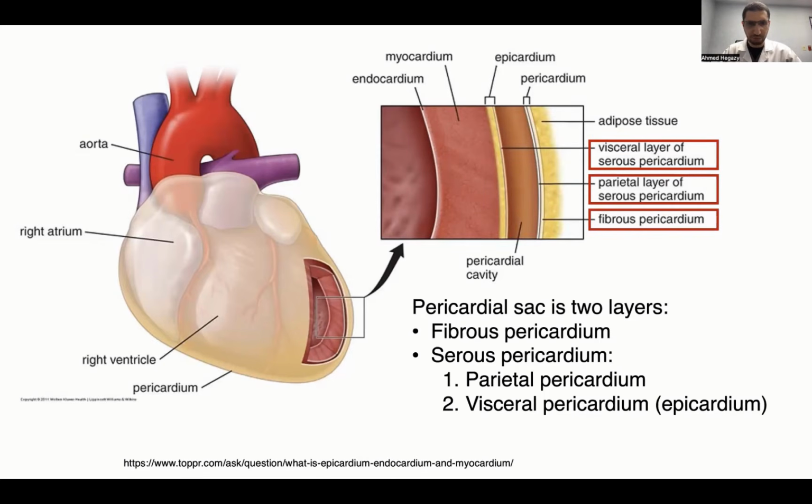And the serous pericardium is composed of two layers: the parietal pericardium, which is the outer layer, and this is adjacent and adherent to the fibrous pericardium. And then the inner layer is called the visceral pericardium, and this overlies the heart, and we call this the epicardium. Normally, the serous pericardium holds a little bit of fluid, up to a maximum of 50 milliliters of fluid at the most.